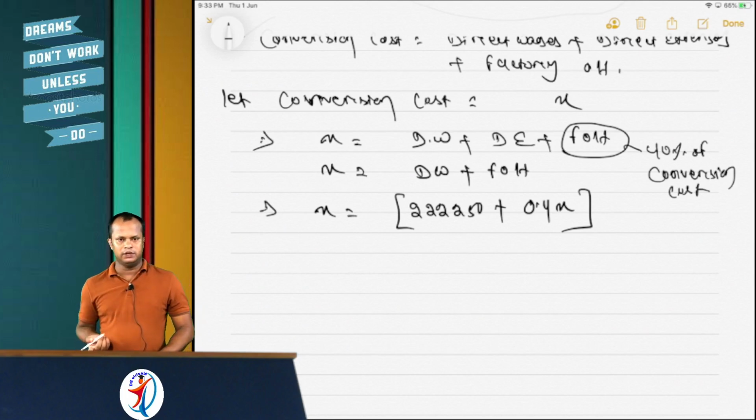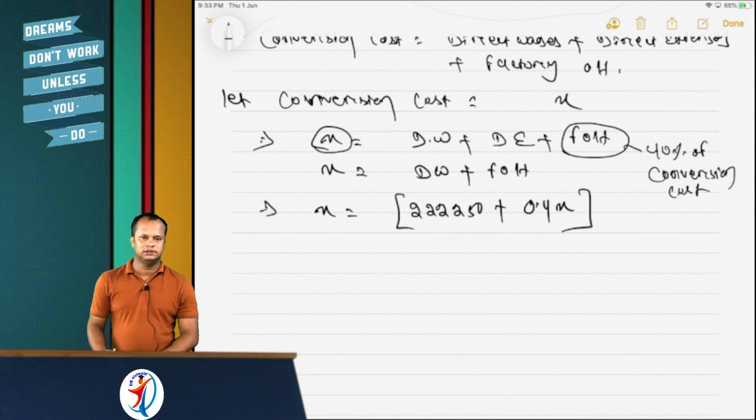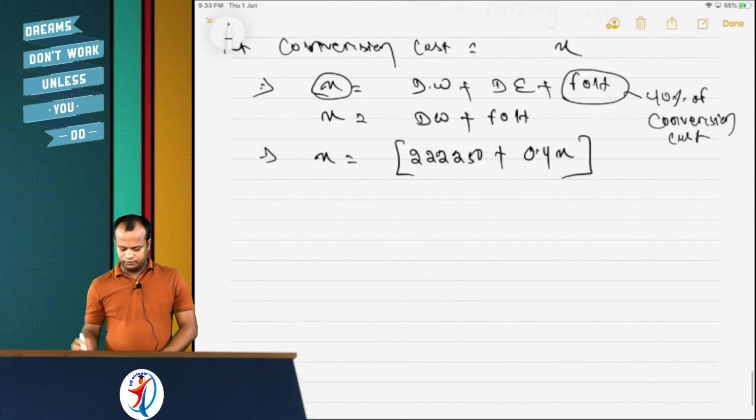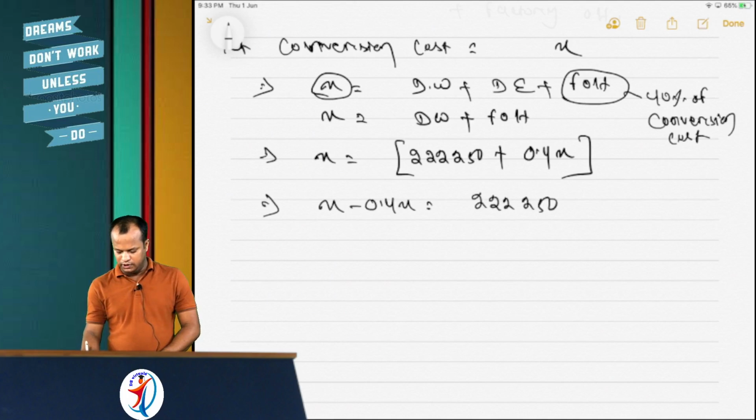So in my solution, I am taking conversion cost as X. So 40% of X will be 0.4X. Imply that X minus 0.4X is equal to 2,22,250. Imply that 0.6X is equal to 2,22,250. X will be 2,22,250 divided by 0.6.